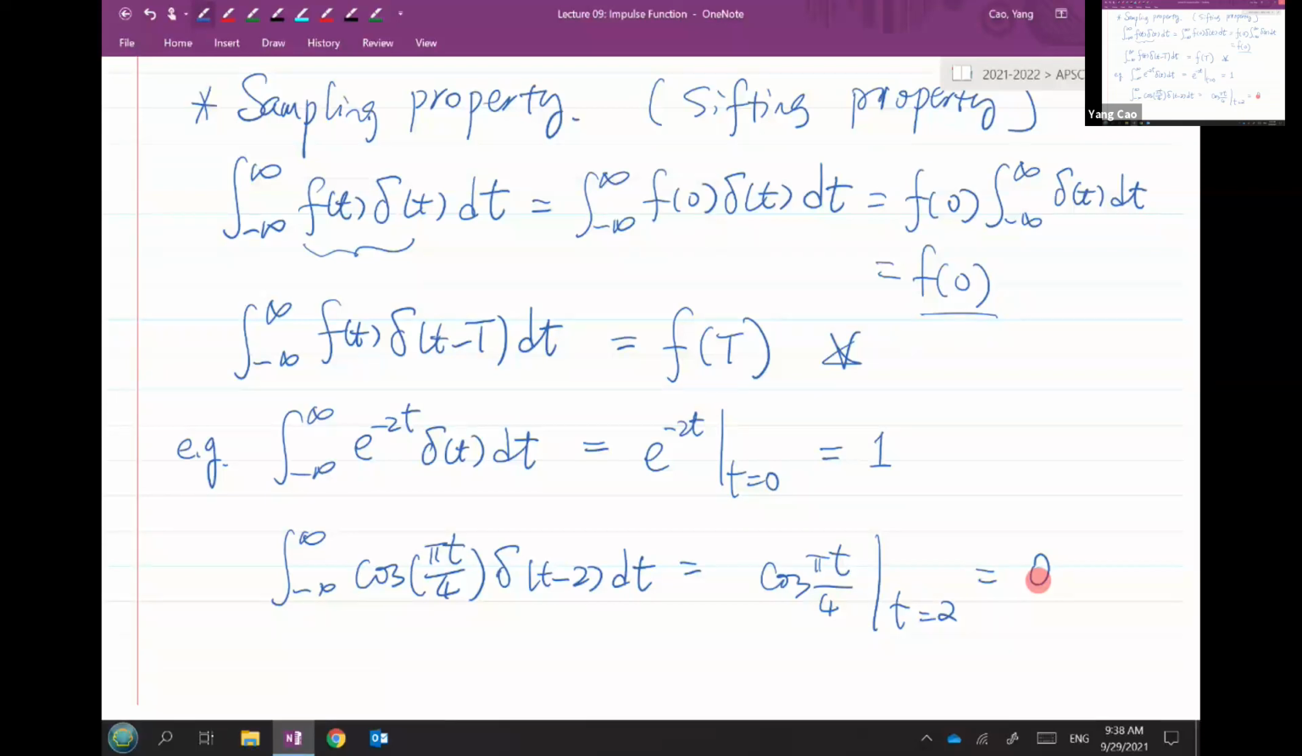Okay, so that's a few very useful applications of the sampling property. Okay.